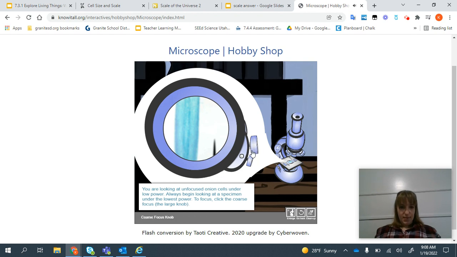All right, so we need to bring this into focus. We can see an image in here, but it's not focused. So we're going to focus first with the coarse objective and then with the fine objective, or the fine focus, sorry. The objectives are here. The focus knobs are on the side. So we can see that this is what the slice of onion looks like at the lowest magnification.